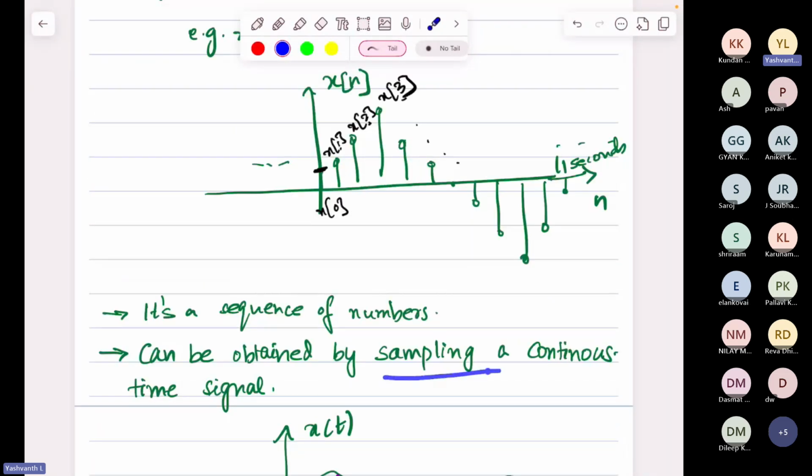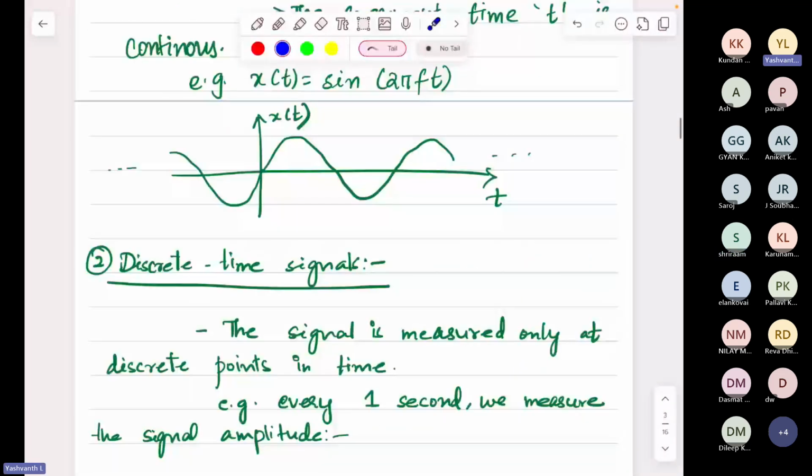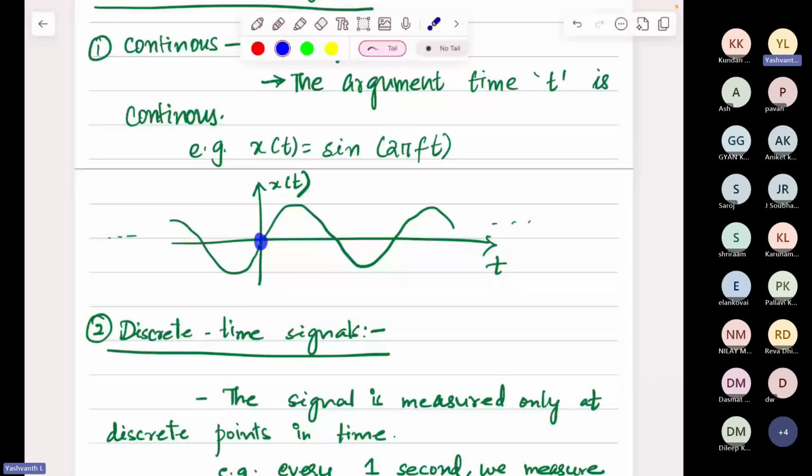If I go back to a continuous time signal, as I showed in this picture, what you do is take t equal to 0, whatever is the value of sine, t equal to 1, whatever is the value, t equal to 3, whatever is the value, and so on at different discrete time intervals. If you just sample the values taken by the sine signal, that will essentially give this sequence of numbers. So you can always obtain a discrete time signal by sampling a continuous time signal.